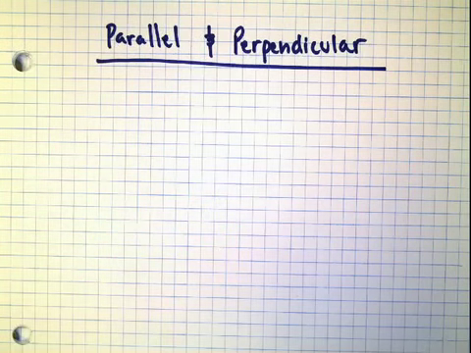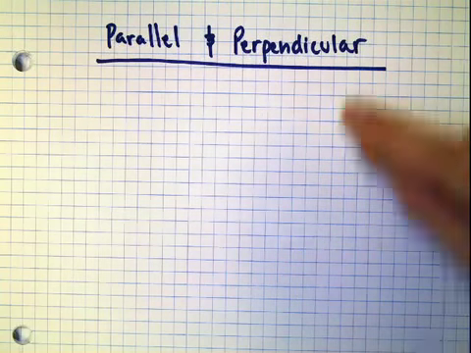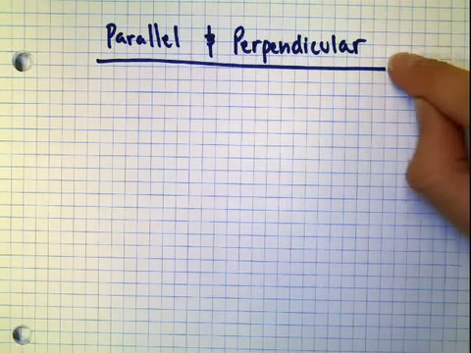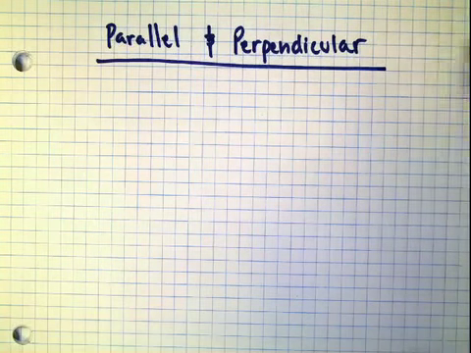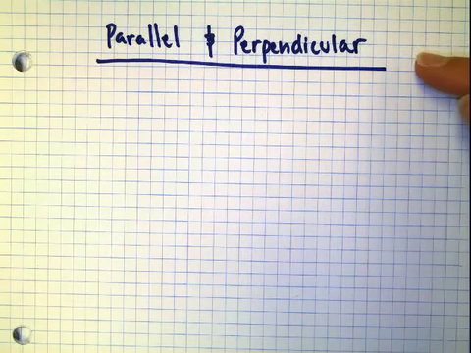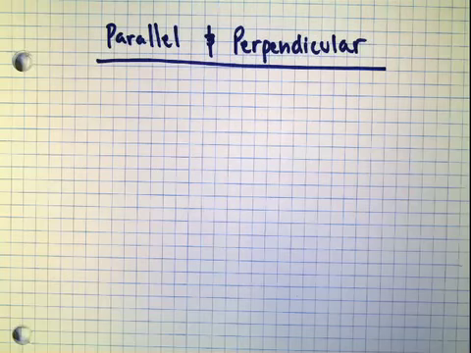Alright guys, quick video here on parallel and perpendicular lines. This is something we spend a little bit of time on in algebra, and then next year in geometry you have to become more of an expert with these things. This year we're just going to focus on a couple of aspects of parallel and perpendicular lines. So what the heck do these words mean?